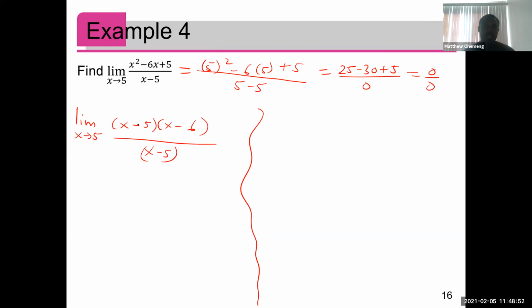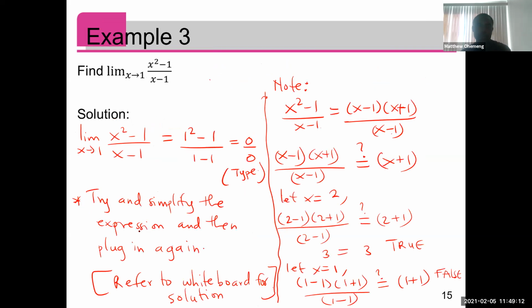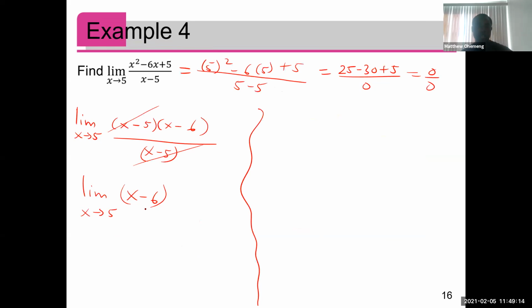Now this s minus 5 term will be 0 at s equal to 5. But don't forget, for the limit, we are looking at the neighborhood of 5, not exactly at 5. So the s minus 5 term will never take on 0. So it's always safe to cancel these. That will reduce everything to the limit as s approaches 5 of s minus 6. And as I told you, with this method, you try to simplify the expression and then plug in again. So at this step, I'll plug in again. I get 5 minus 6, which is -1. I'm done. Now this time it came out perfect. It didn't come out as 0 over 0, so that's perfect.